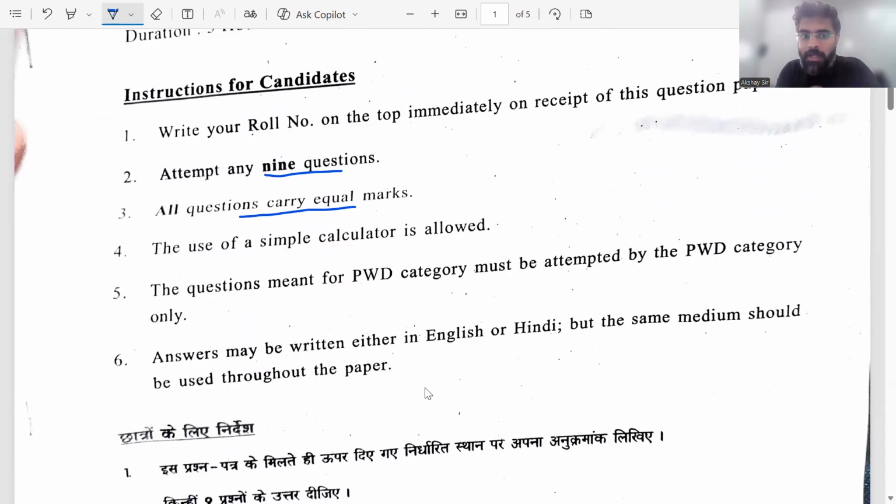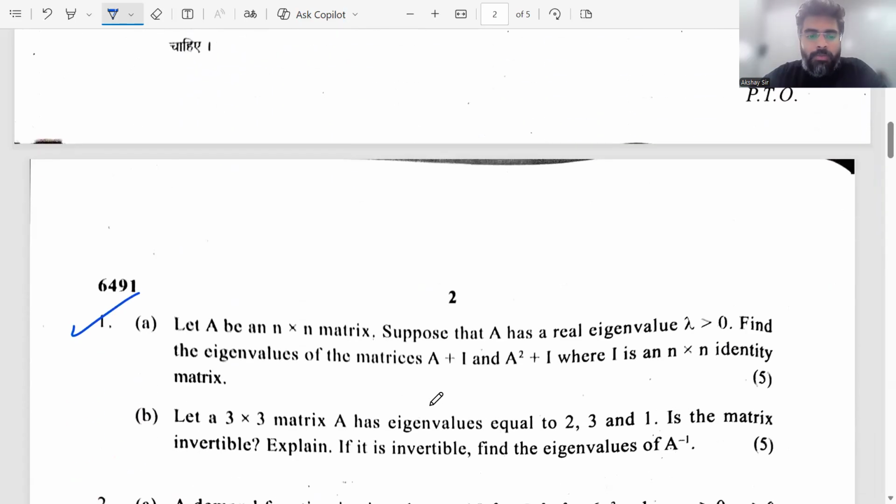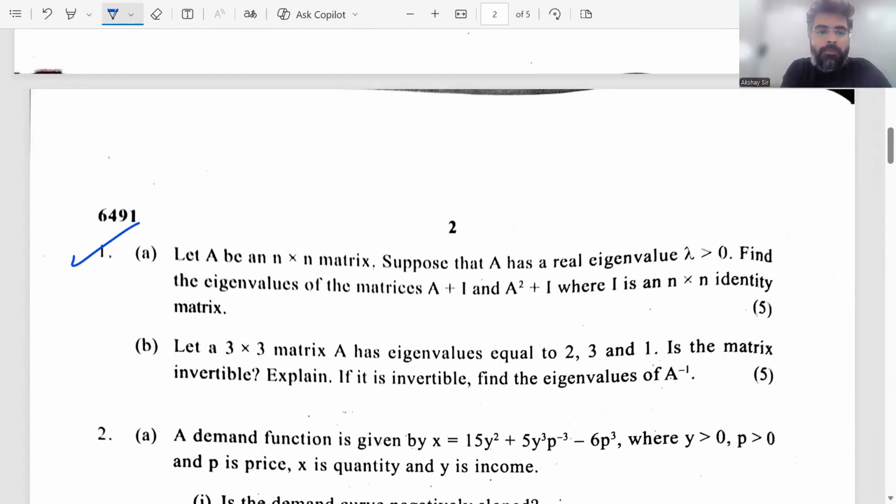Simple calculators are allowed in the intermediate mathematical methods for economics course. The rest of the instructions are quite basic. So I am going to start with the discussion of the first problem. The first problem is based on the concept of eigenvalues, which I have covered in quite depth in my lectures on linear algebra, specifically in my lectures on matrices. So let's quickly start with the discussion of the first question from the 2025 question paper in this online lecture.